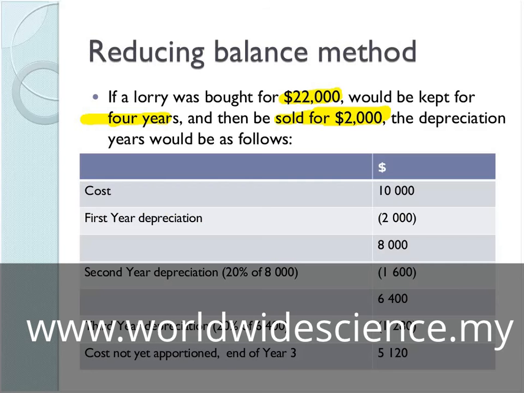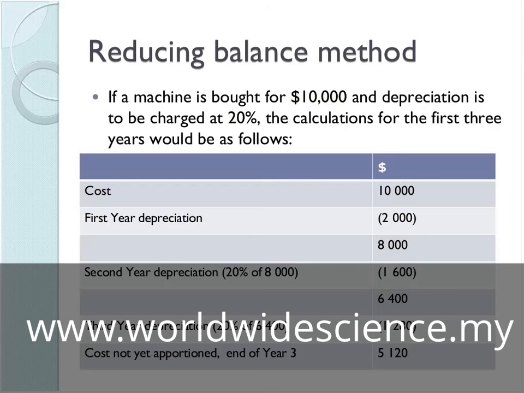Let's see the reducing balance method. Next one. If the machine is bought for 10,000 and depreciation is to be charged at 20%, the calculation for the first 3 years would be as follows. So we are going to calculate the machine for the first 3 years. You remember our cost here is 10,000. So we bought the machine for 10,000, right?